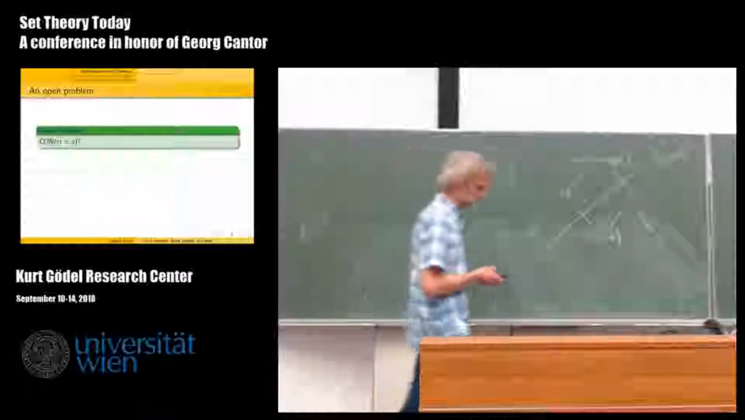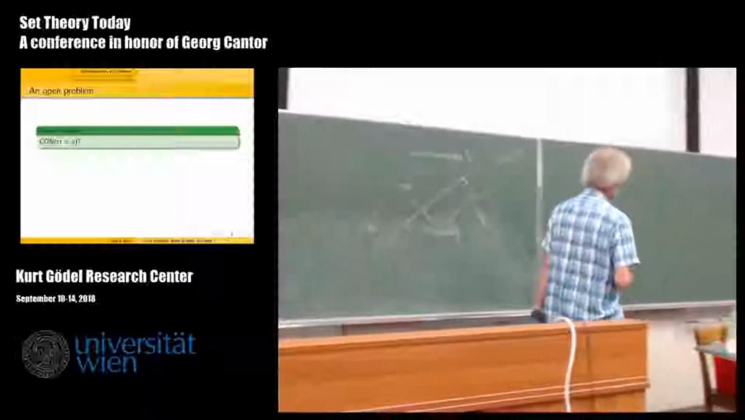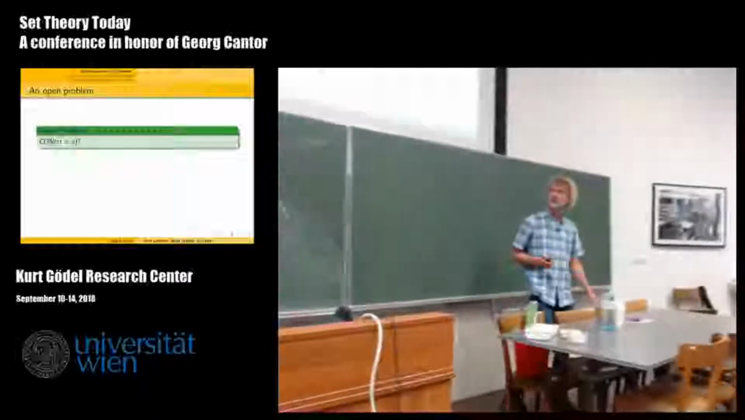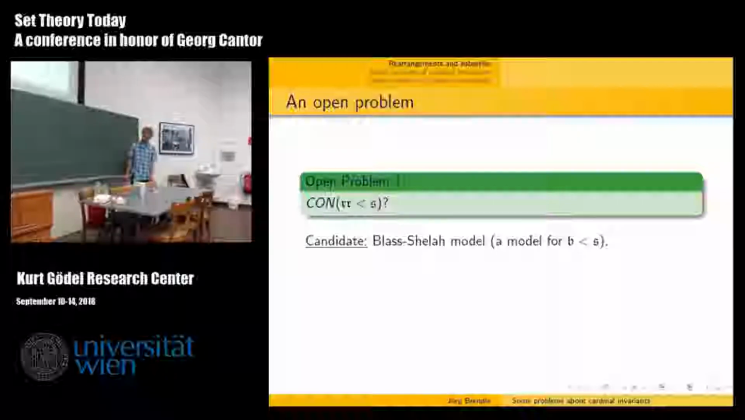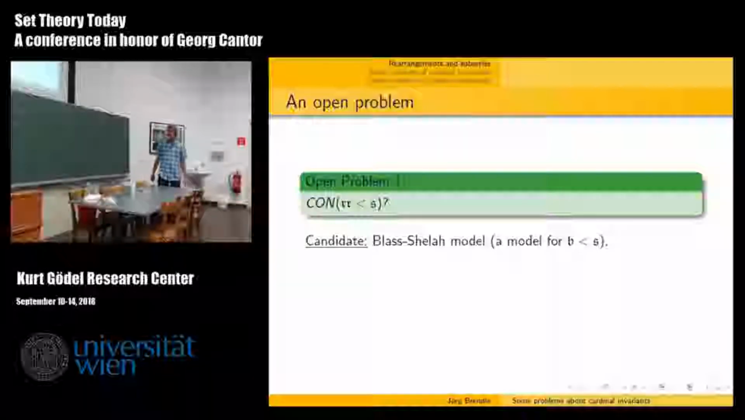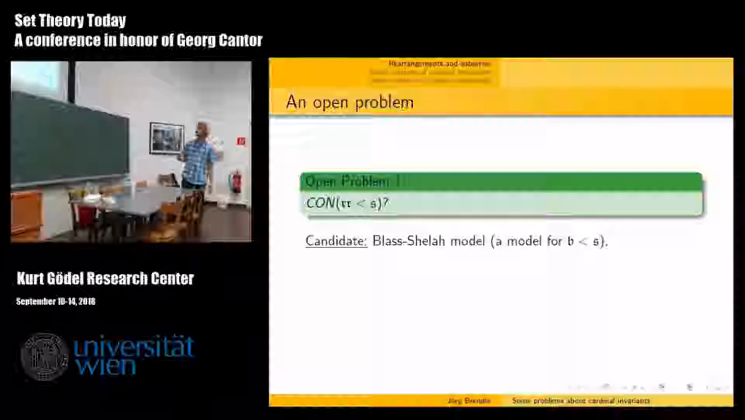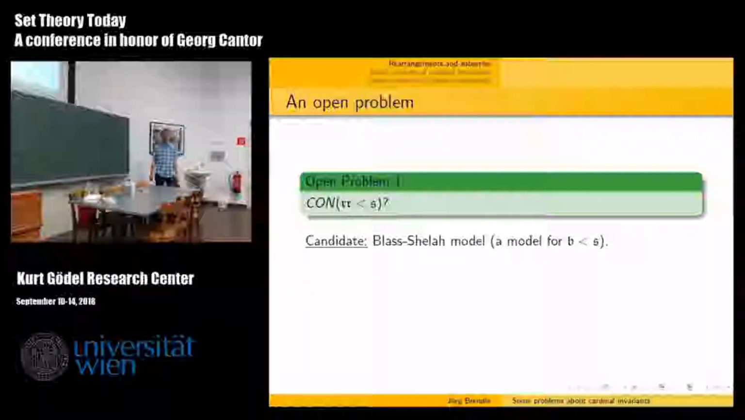I conjecture this to be true, and there's a standard model you would want to look at. This is the so-called Blastula model. It's a model where B is less than S. Well, there are several models where B is less than S, but there is a reason for looking at that one. The reason is that R, which I haven't defined yet, is also small in this model, and that may help somehow to do something with double R. So I do conjecture this is true, but I don't really know. So that's my conjecture about this.